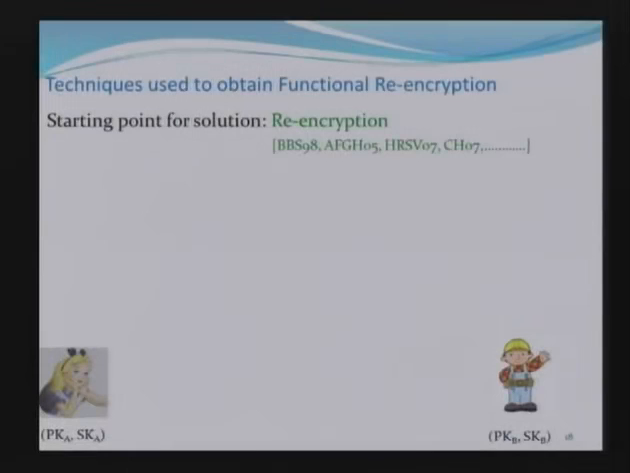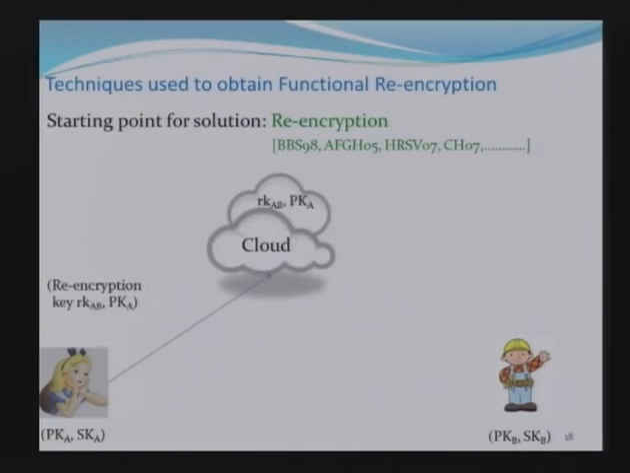So the starting point for the solution is what is known as regular re-encryption, which has received a lot of attention. Regular re-encryption is the following gadget. It has two parties, Alice and Bob, and it allows one to do the following. Alice can upload some re-encryption key to the cloud such that whenever the cloud receives data that's encrypted under Alice's public key, it can transform it into ciphertext that's encrypted under Bob's public key.